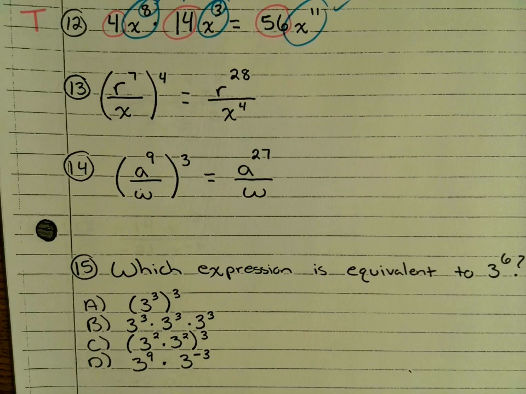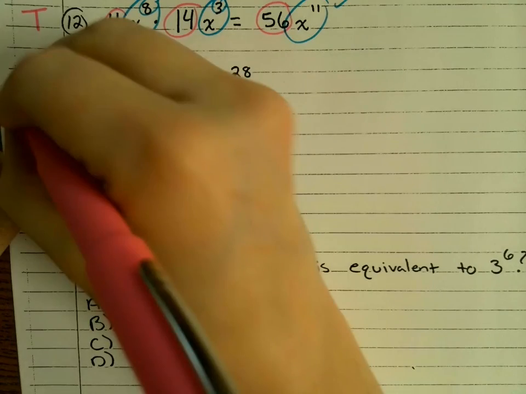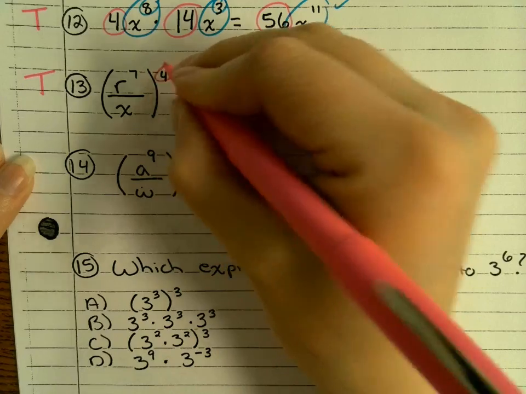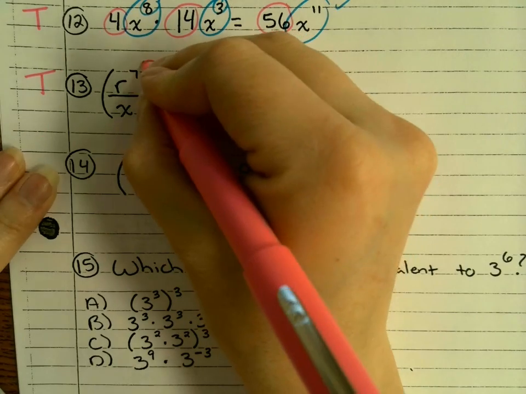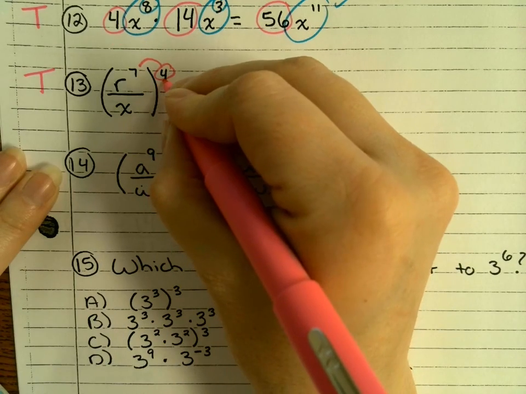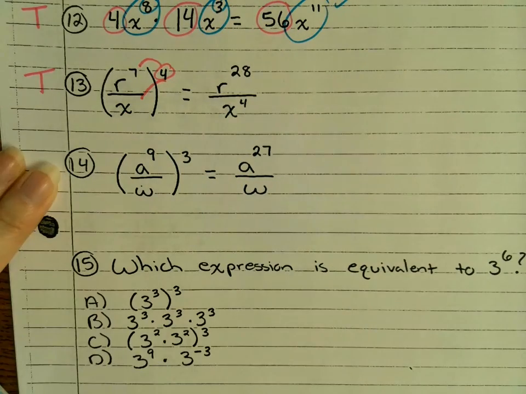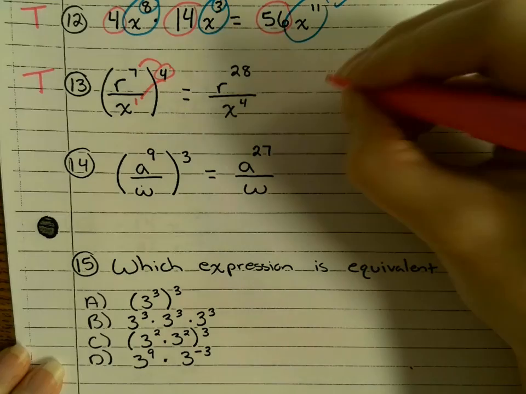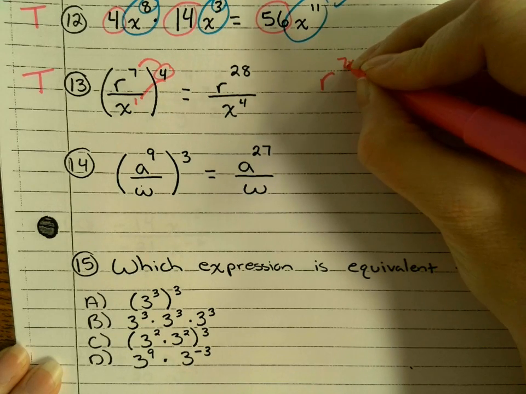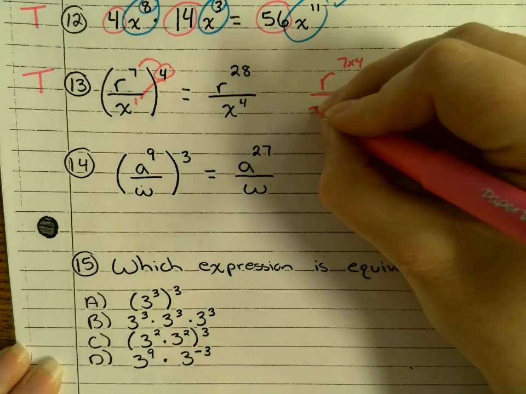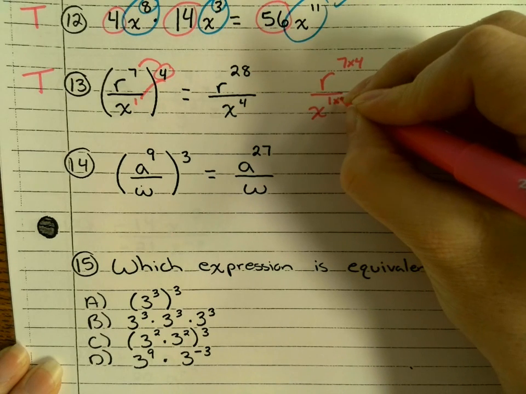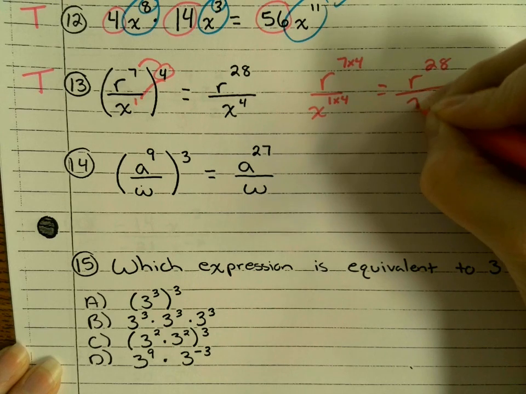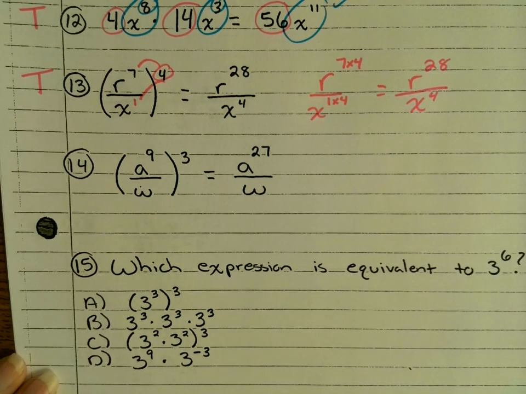For problem number 13, is true. This is true. You would distribute that exponent of a 4 to the 7, and you would also distribute it to the exponent for x. What is the exponent for x right now? A 1. So that means that you would have r to the 7 times 4 power over x to the 1 times 4 power, which would come out to r to the 28th over x to the 4th. Okay, so it is true.